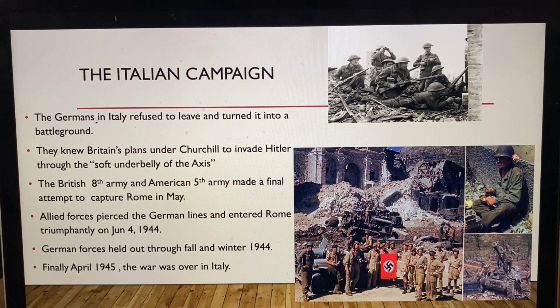So the British 8th Army and the American 5th Army made a final attempt to capture the city of Rome in Italy in May. So they went in and captured Rome. The Allied forces pierced the German lines and entered Rome triumphantly on June 4th, 1944. A great triumph for the Allied forces coming in and taking over Rome, the main city in Italy.